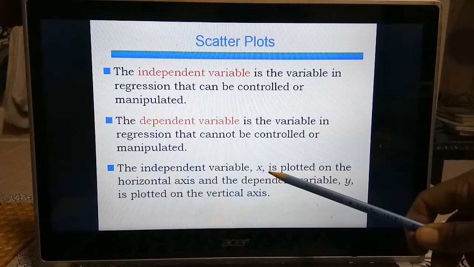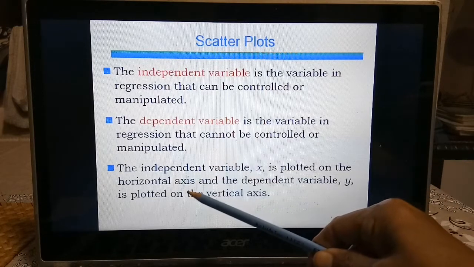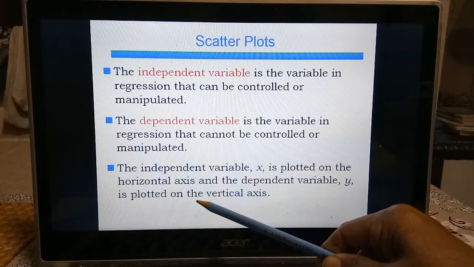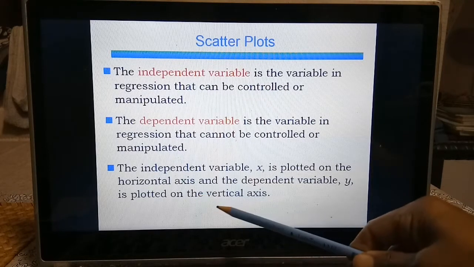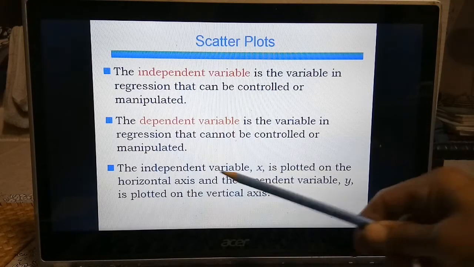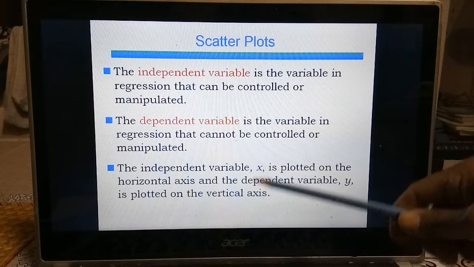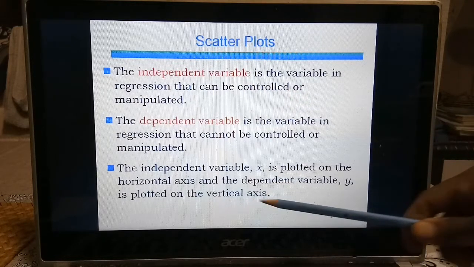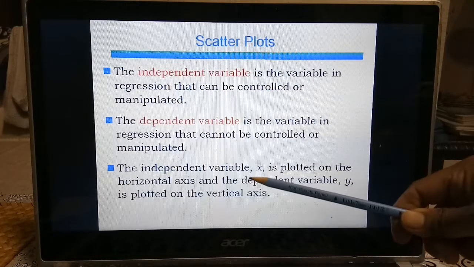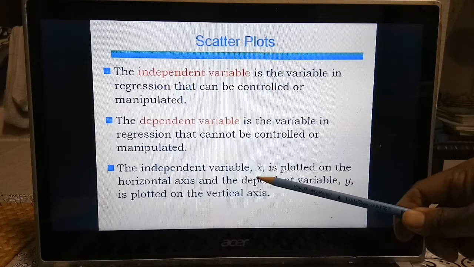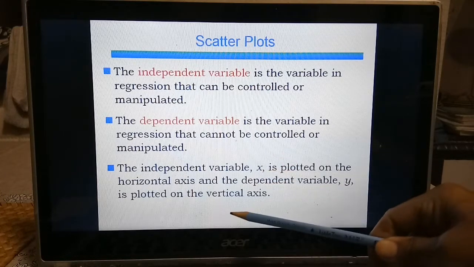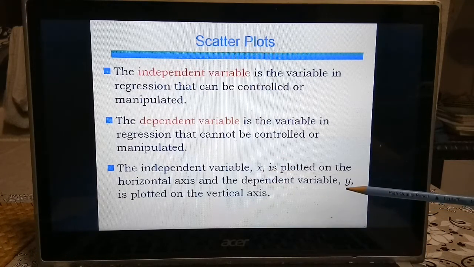Okay, the independent variable X is plotted on the horizontal axis, sepanjang paksi X lah yang melintang. Okay. The dependent variable Y is plotted on the vertical axis, pada paksi yang menegak untuk dependent variable Y. Paksi melintang untuk independent variable X, paksi yang menegak ataupun vertical axis untuk dependent variable Y.